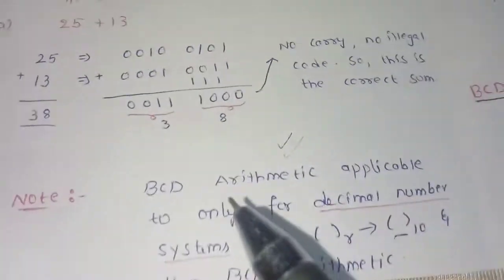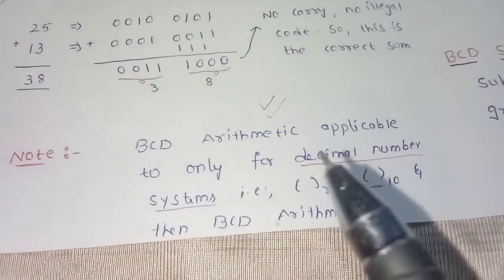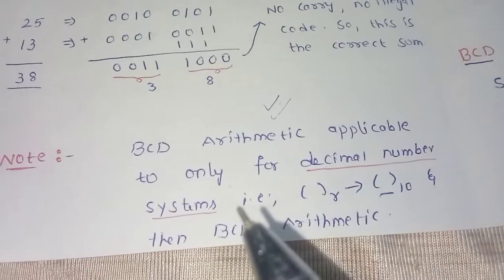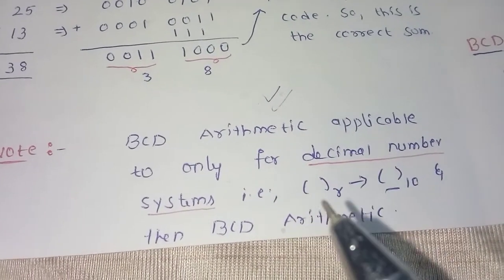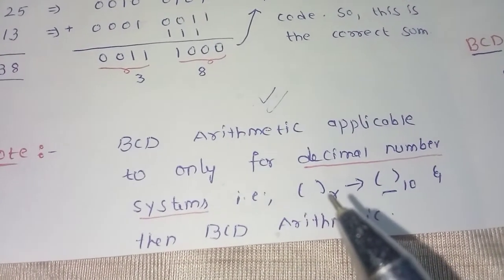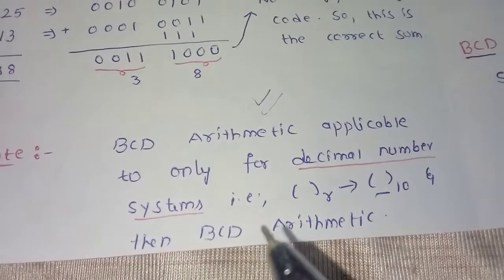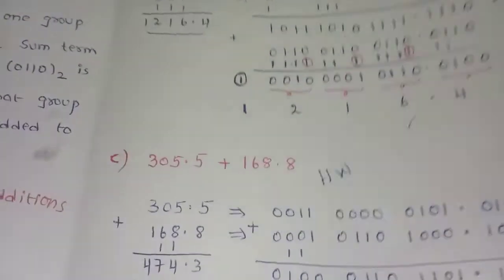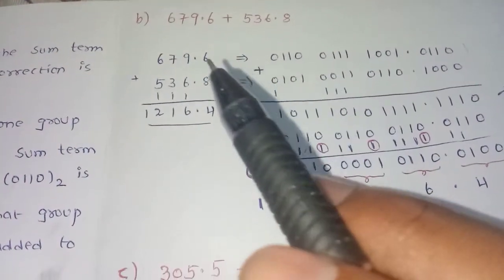Is it clear? And a very important note here: BCD arithmetic is applicable only to the decimal number system. That is, if the question is given in any other radix, you have to convert the radix to the decimal number system and then perform the BCD arithmetic. Is it clear?